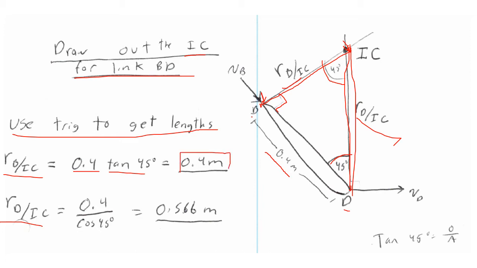Now our RDIC over here is going to be equal to 0.4 divided by the cosine of 45 degrees, which is equal to 0.566 meters. So just some basic trig, sine, cosine, tangent, SOHCAHTOA, in order to back those out from a simple right triangle.